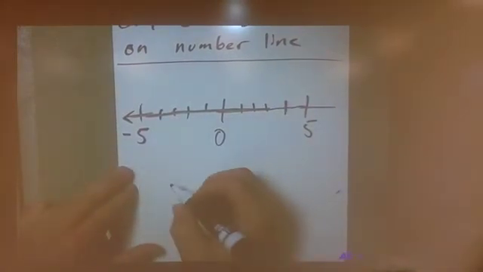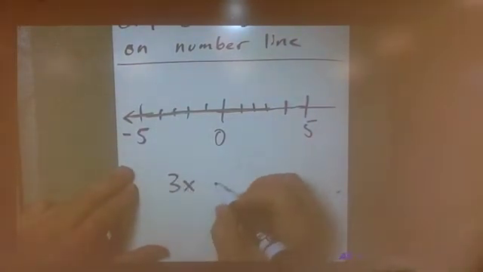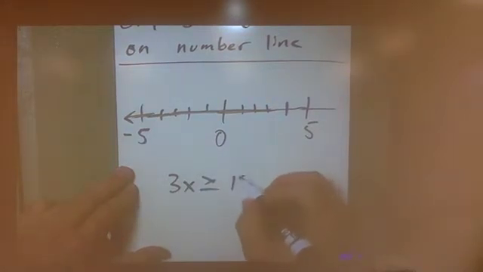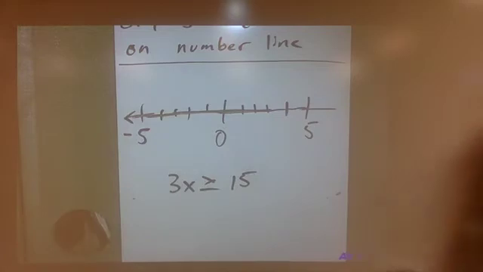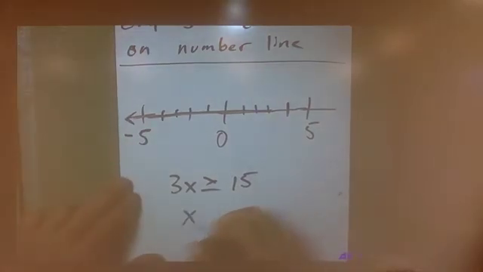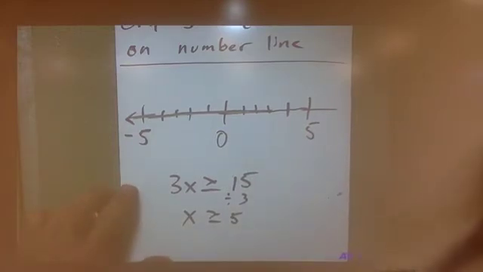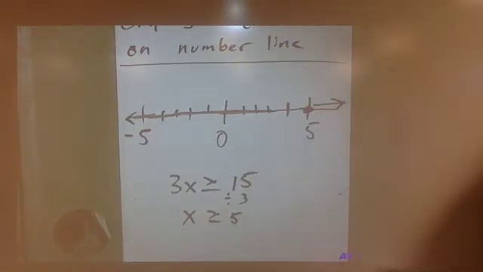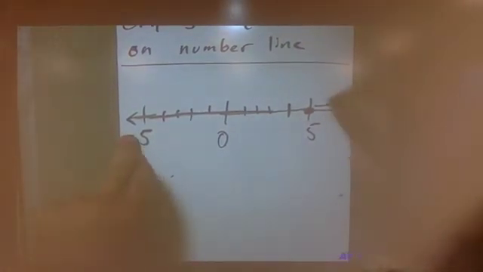So let's say we have 3x is greater than or equal to 15. You would solve this by dividing by 3, and you would get 5, so x is greater than or equal to 5. So greater than or equal to means it does include 5. It does, so you put a dot there. And it could be anything bigger than 5, so you draw an arrow to the right, and there you go. You graph that equation.